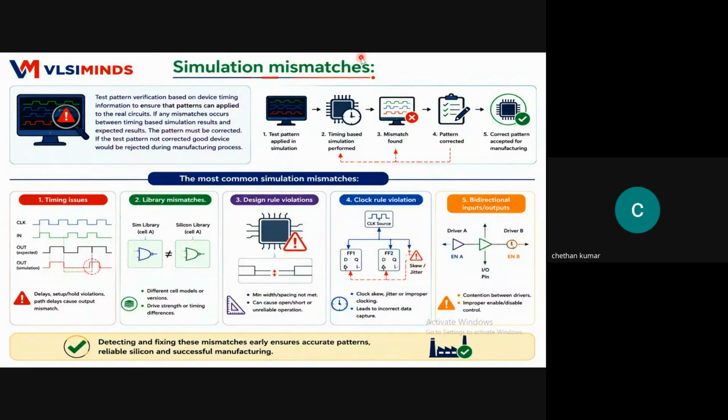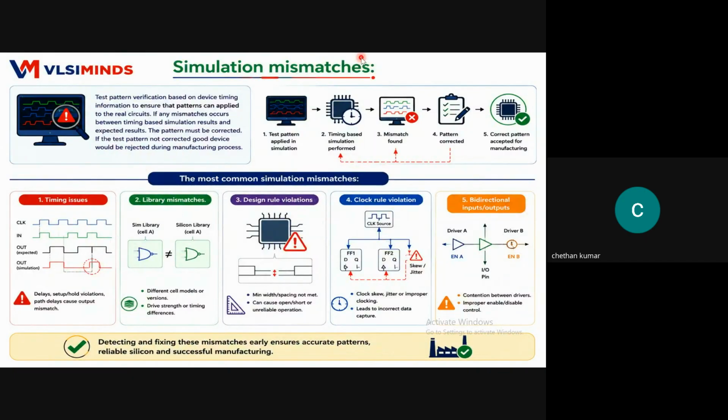So the possible mismatches which occur in real time are X mismatches and binary mismatches. X mismatches means we are expecting 0 or 1, but the actual simulated output is X, which is don't care. It means an unknown value; we do not know that value. So that case is called an X mismatch.